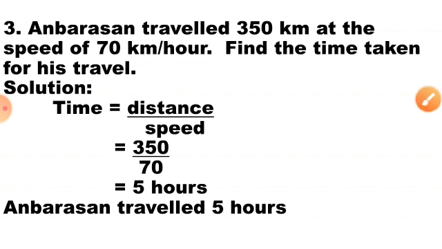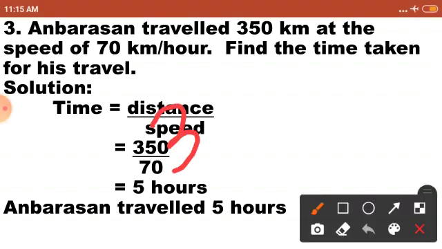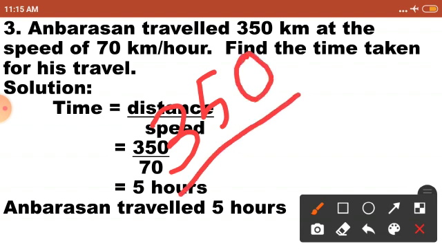So what's the distance here they gave to you? 350, right? So you have to put here 350 divided by, what's the speed? It is 70. So you need to write here 70. So see, the distance is 350 divided by the speed is 70.